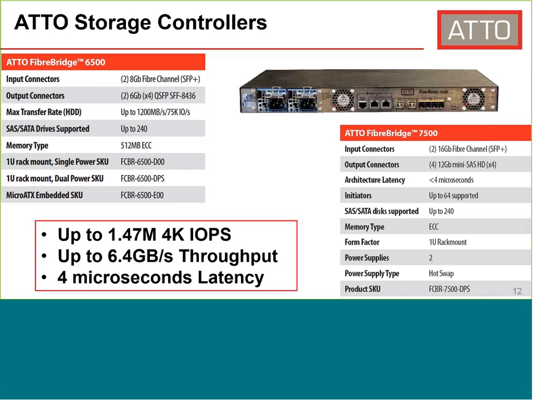The 6500 is an 8 gig Fibre Channel to 6 gig SAS controller. It's been out for several years. It's currently installed with all NetApp MetroCluster applications. The 7500 was recently released. It's a 16 gig Fibre Channel to 12 gig SAS controller. It's got a very impressive performance footprint, and it's used for building your own shared SSD flash storage.